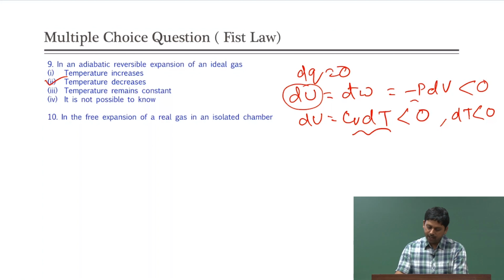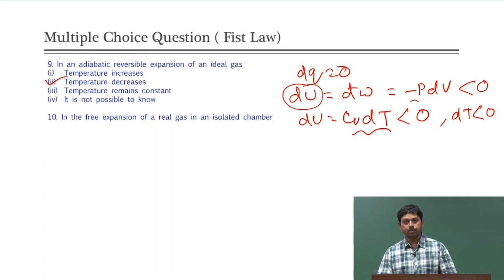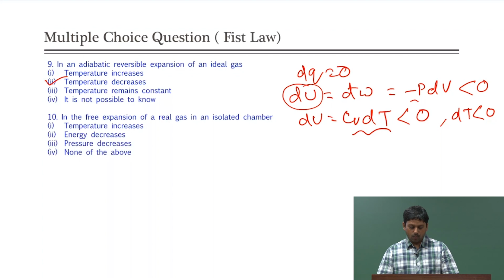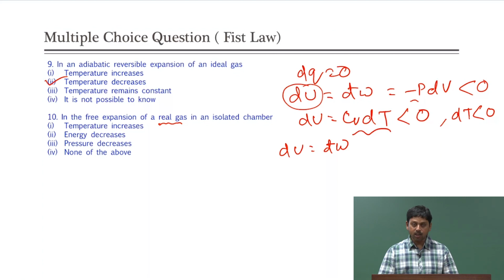10th question: in the free expansion of a real gas in an isolated chamber, what will happen, any of these four things. See, there is a catch here. You have to see that it is a real gas, that is the catch. Free expansion of an ideal gas in an isolated chamber, temperature remains constant. The reason is that in an isolated chamber dq equal to 0. So, du equal to dw, right. When it is a free expansion your work done is also 0, therefore du will remain 0, therefore temperature will not change for an ideal gas.